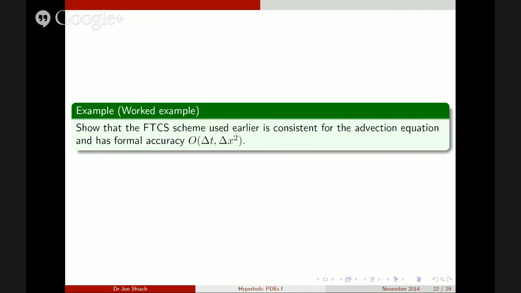Have I missed something out there? Yeah, I think there should have been a power there. Now what I need to do is add v ux to both sides, and I get ut plus v ux plus order dt plus order dx squared. Here you might recognize this as the advection equation.